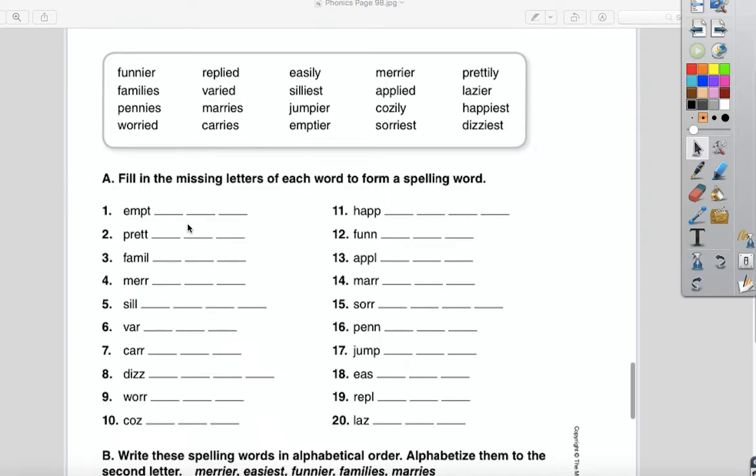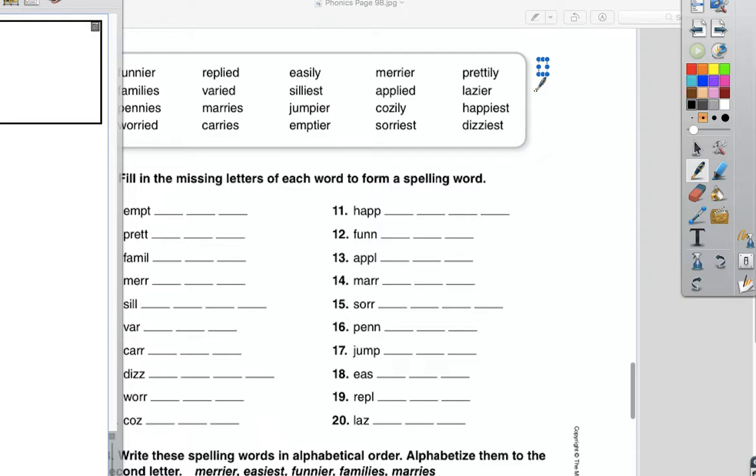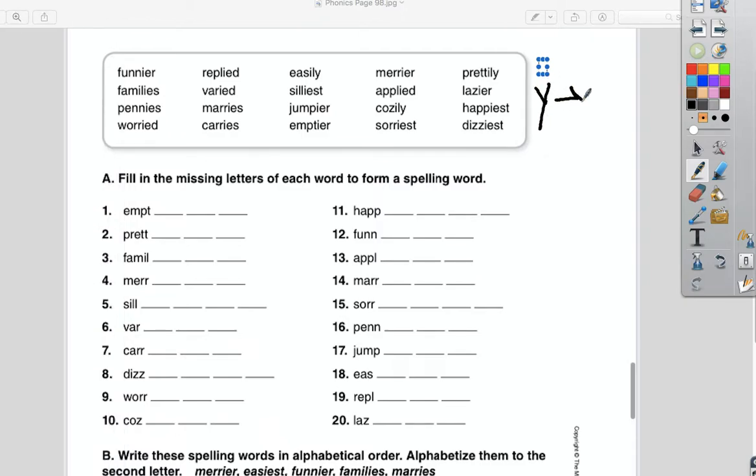Alright everyone, so for this week's phonics work, you're going to have to work with inflectional endings. Pretty much you're going to go from the letter Y to the letter I. So this first page is actually pretty simple. You're just going to look at the word bank and fill in the missing letters.